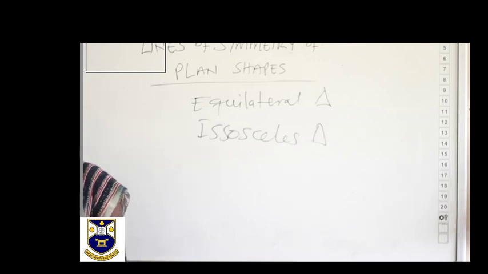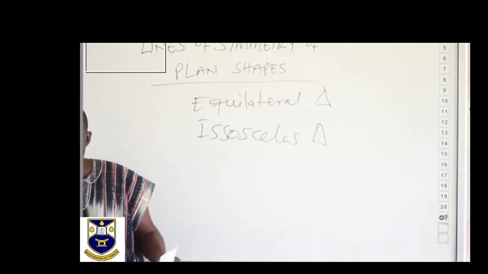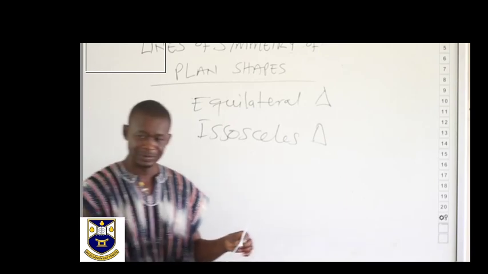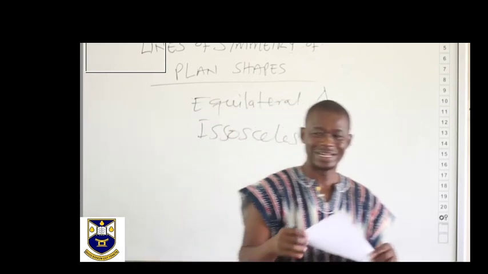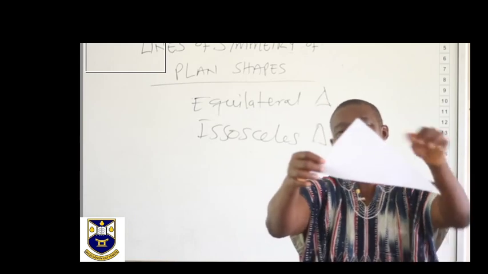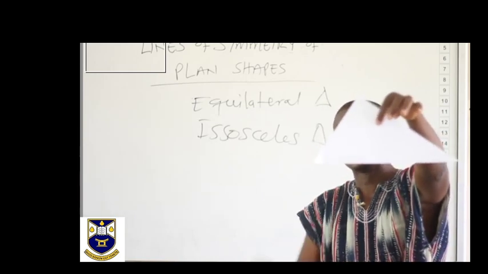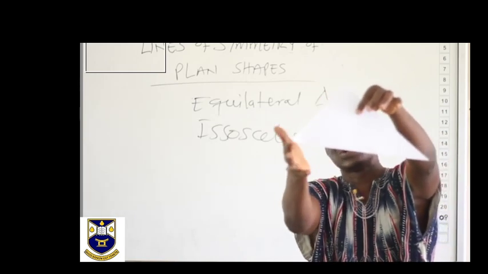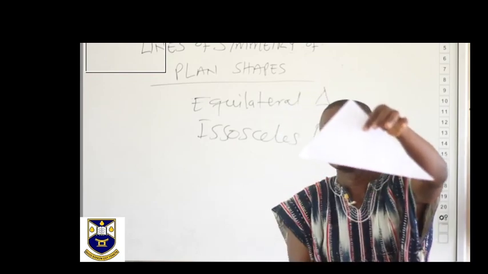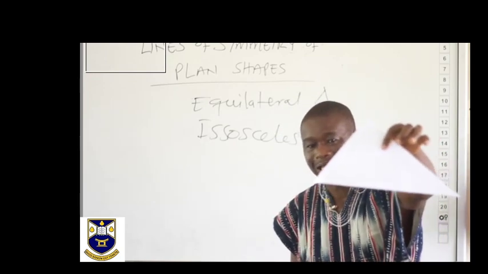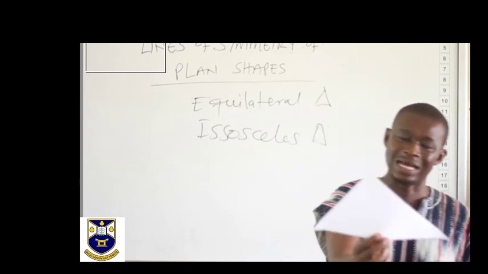We also have another type of triangle. Now with this triangle, we call it a scalene triangle. You could see that the length here is not equal to this one, not equal. So none of the sides are equal. We call it a scalene triangle.